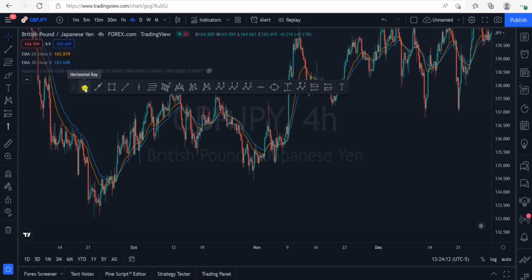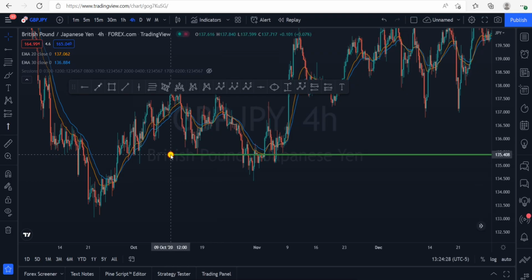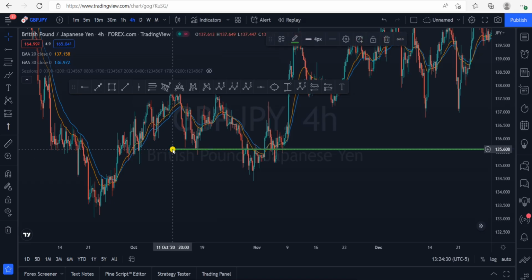First one right here will be the horizontal ray. I use this when I'm marking off certain potential areas for my take profit, also stop loss, or when I'm even setting up a break even. You can use this for multiple reasons. You can even draw it as a support and resistance. I don't generally use it for that, right?